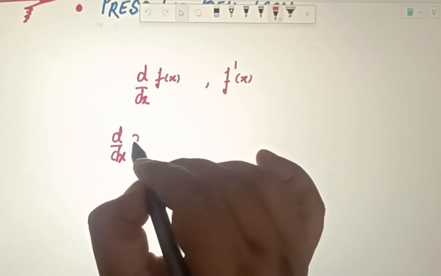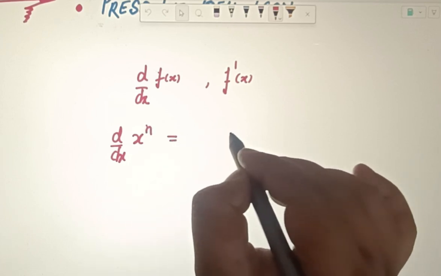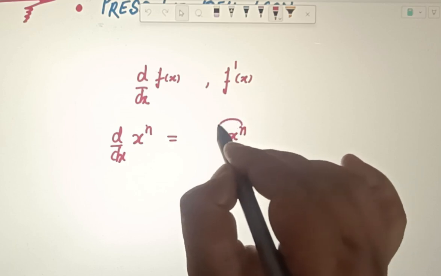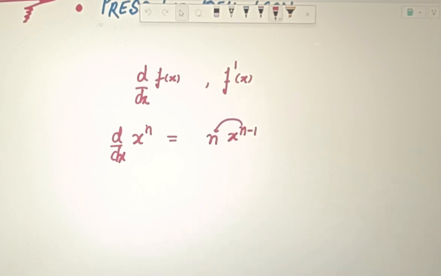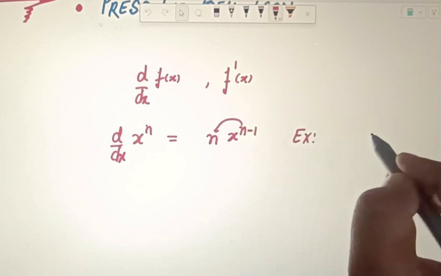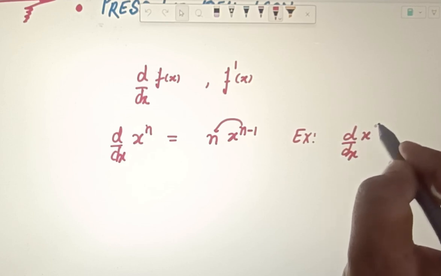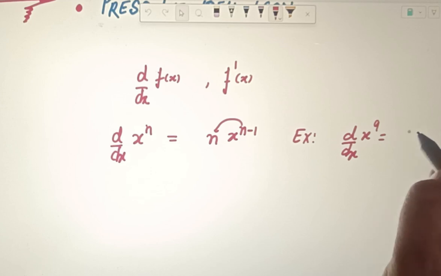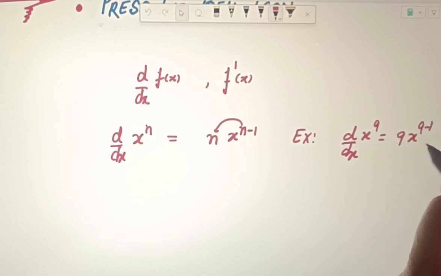For example, x to the power n. How will you calculate this? You need to write this n here and subtract 1 from the power. It is very simple to compute. For example, if we need to calculate the derivative of x to the power 9, simply write 9 here, then 9 minus 1 here. So the derivative will be 9x to the power 8.